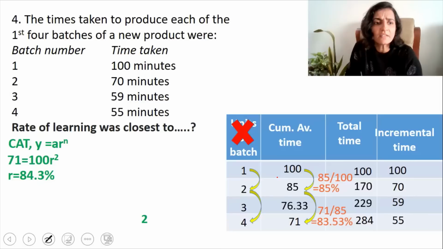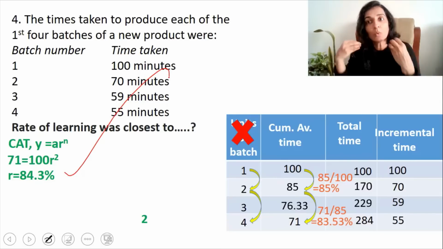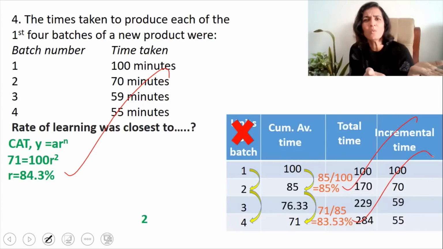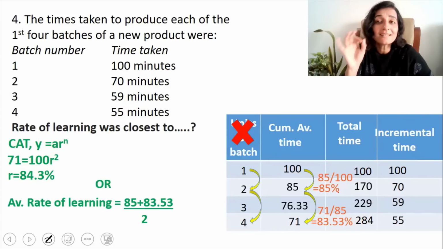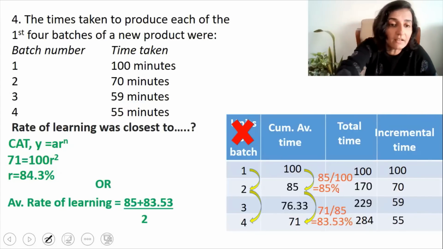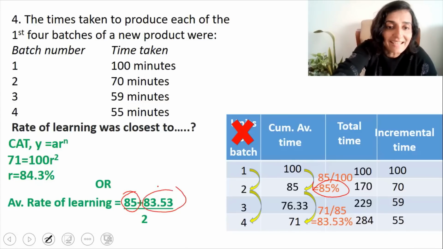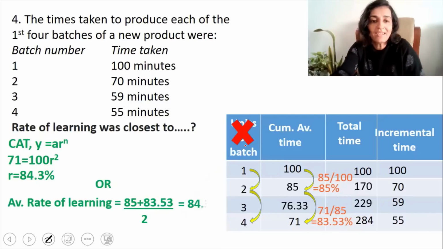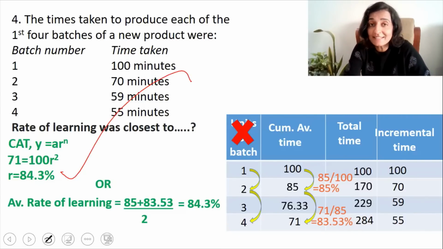And what is the answer that we got? We got an answer of 84.3%, which is not the learning rate of either the first one or the second one. What in the world answer did we just get? To give clarity from where we got the figure, it is nothing but the average learning rate. If you take 85, that's the first learning rate, plus the second learning rate, that's 83.53, divided by 2. That is, we are just calculating the average. We get 84.3, which is the learning rate that we have got as the answer.